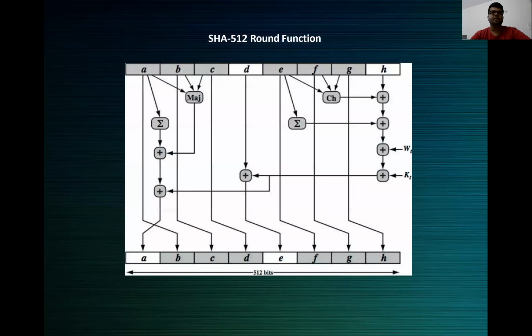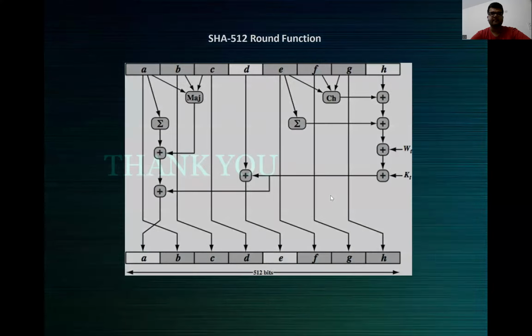So now moving on to the round function of SHA-512. In the diagram you can see A, B, C, D, E, F, G, H, and this is the majority function, and this is the summation, and this is the 512 bits, and this is the WT and this is the KT. All of this can be seen in this diagram, and this is the final slide.